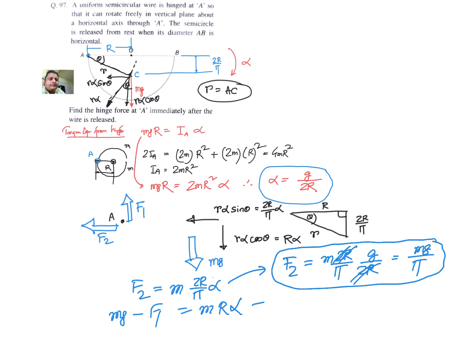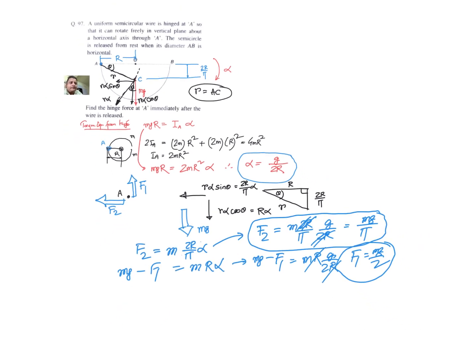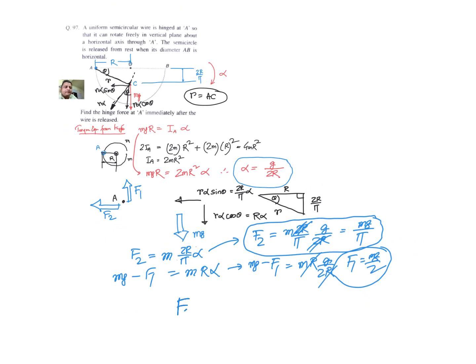Now let's see F1. So mg minus F1 is equal to m times r times alpha. Alpha is g by 2r, so this r will cancel out. So mg by 2, so F1 is equal to mg by 2. So what is the net force? The net force at A is equal to root over of F1 square plus F2 square, so that is mg times root of 1 by 4 plus 1 by pi square.